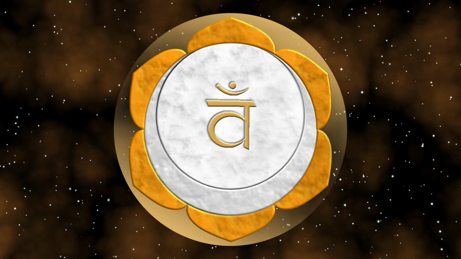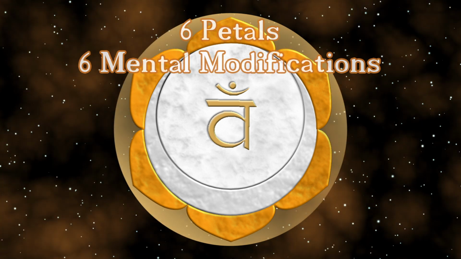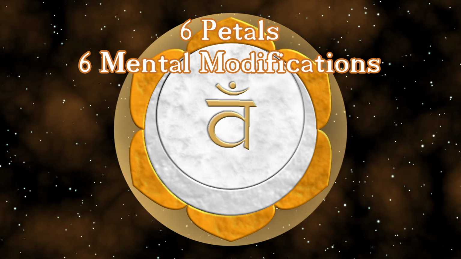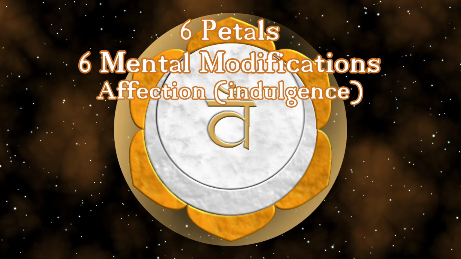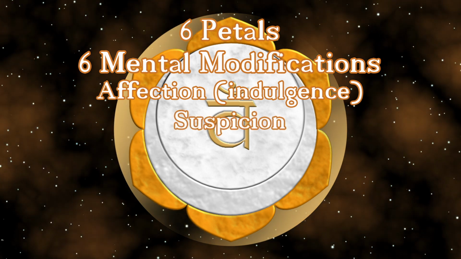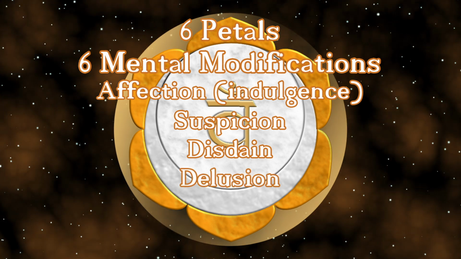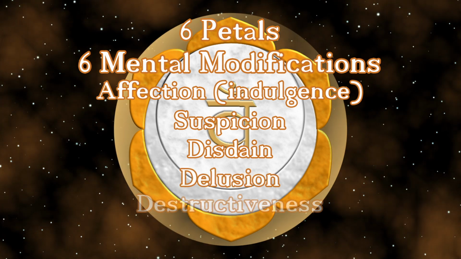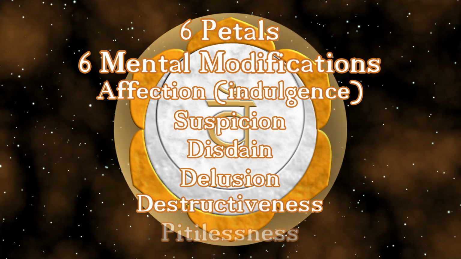Six petals. Therefore, we have 6 mental modifications or vrittis: affection, suspicion, disdain, delusion, destructiveness, and pitilessness.